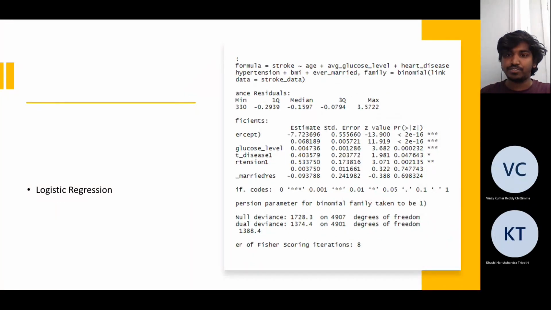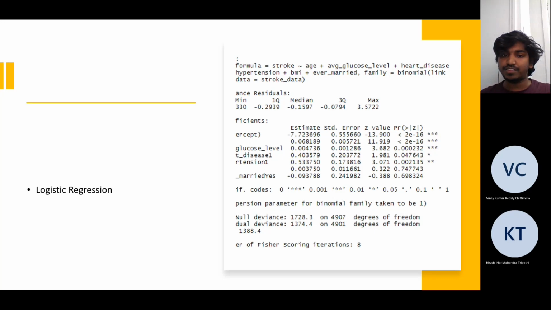Hi, my name is Sai, and I'm going to cover the models that we have used in stroke prediction. We have used three models: logistic regression, random forest, and boosting trees. Firstly, we have used logistic regression to find the value of stroke, which is the target. Logistic regression is an algorithm used widely in statistics and machine learning. It is similar to linear regression, which predicts a value, whereas logistic regression predicts yes or no type of response.